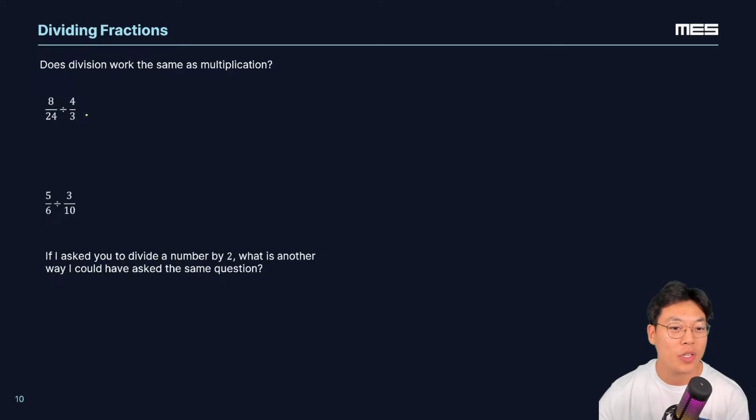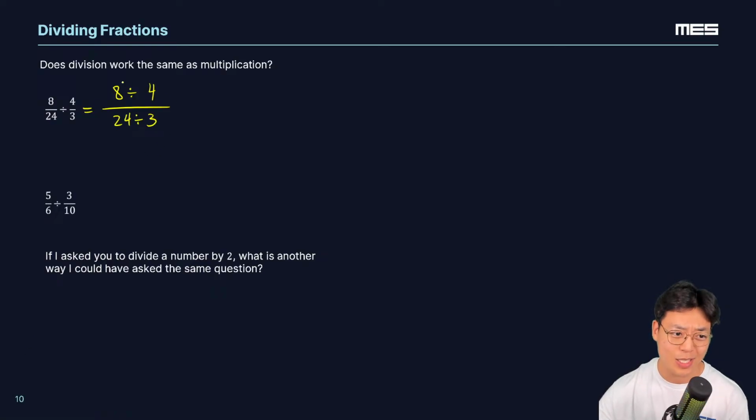Most of you may have learned of keep, change, flip. Maybe you've heard of multiply by the reciprocal of whatever we're dividing by. But instead, I'm going to tell you division actually works the same. Division works the same. So I can rewrite this as 8 divided by 4 in the numerator, and 24 divided by 3 in the denominator.